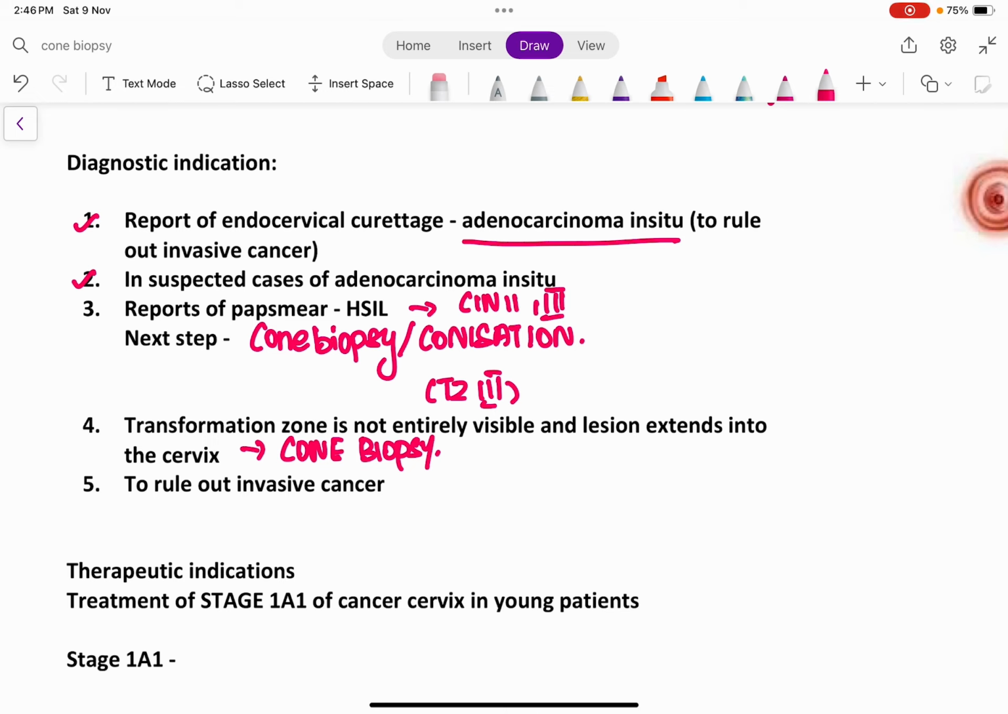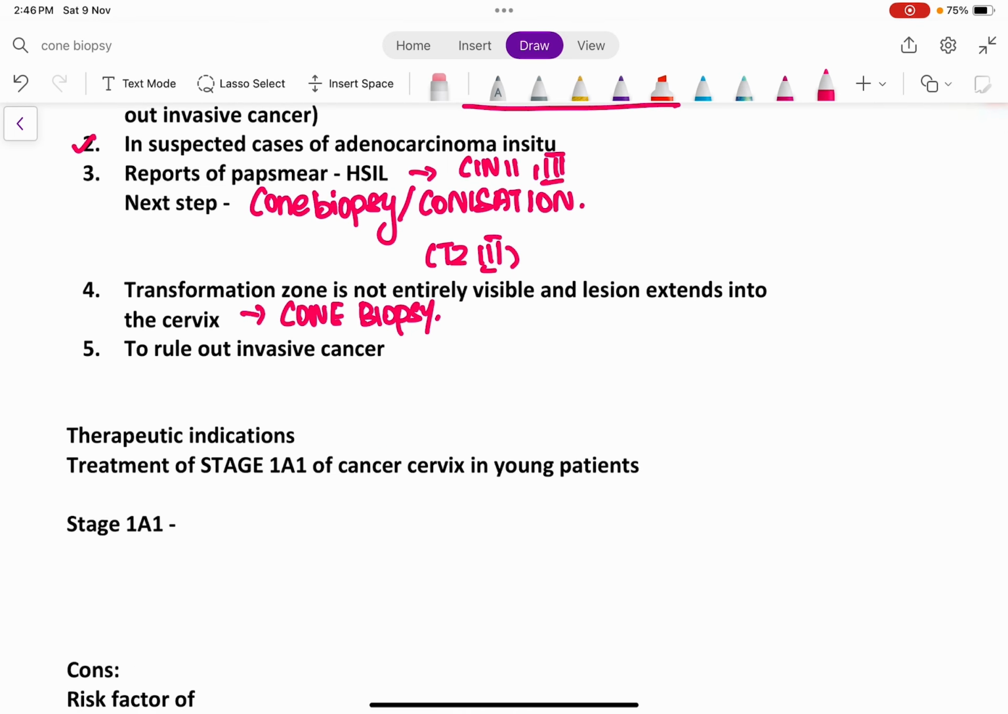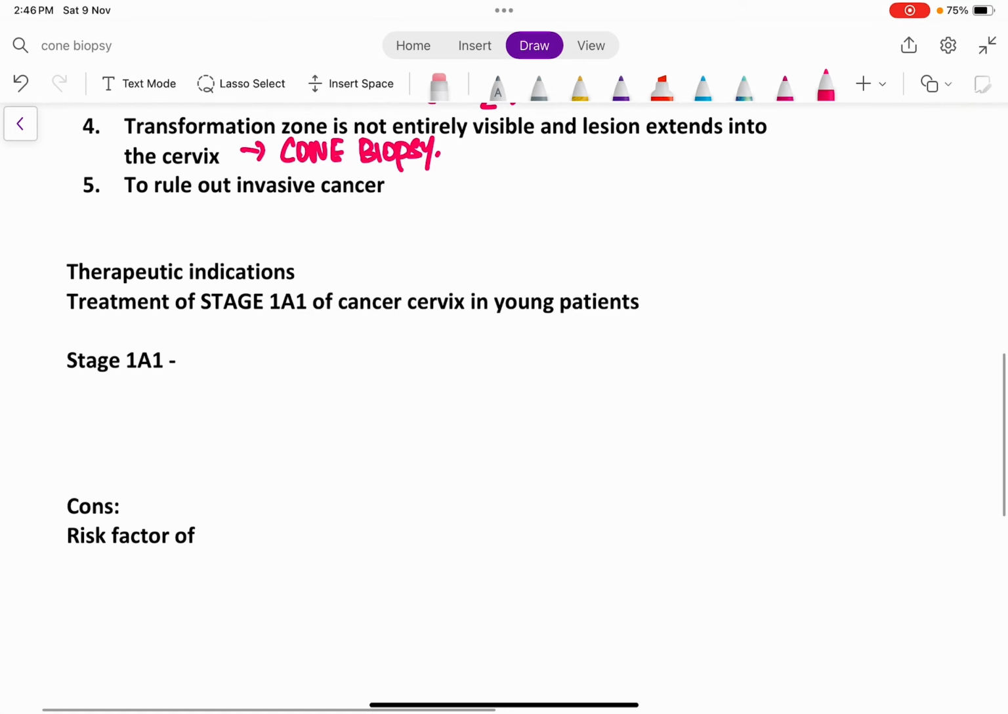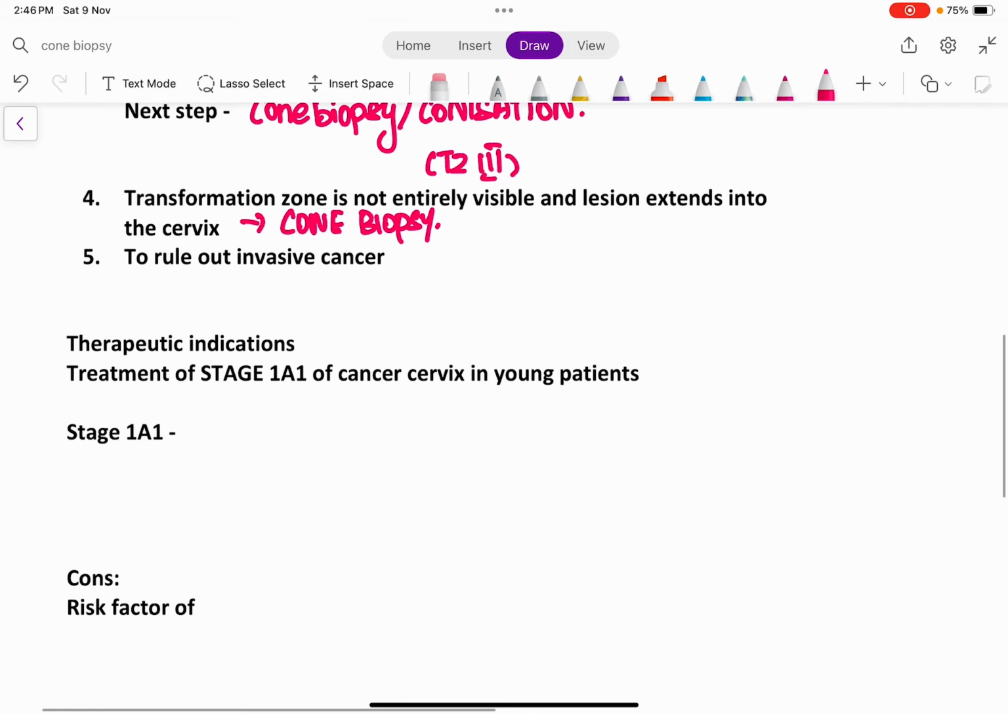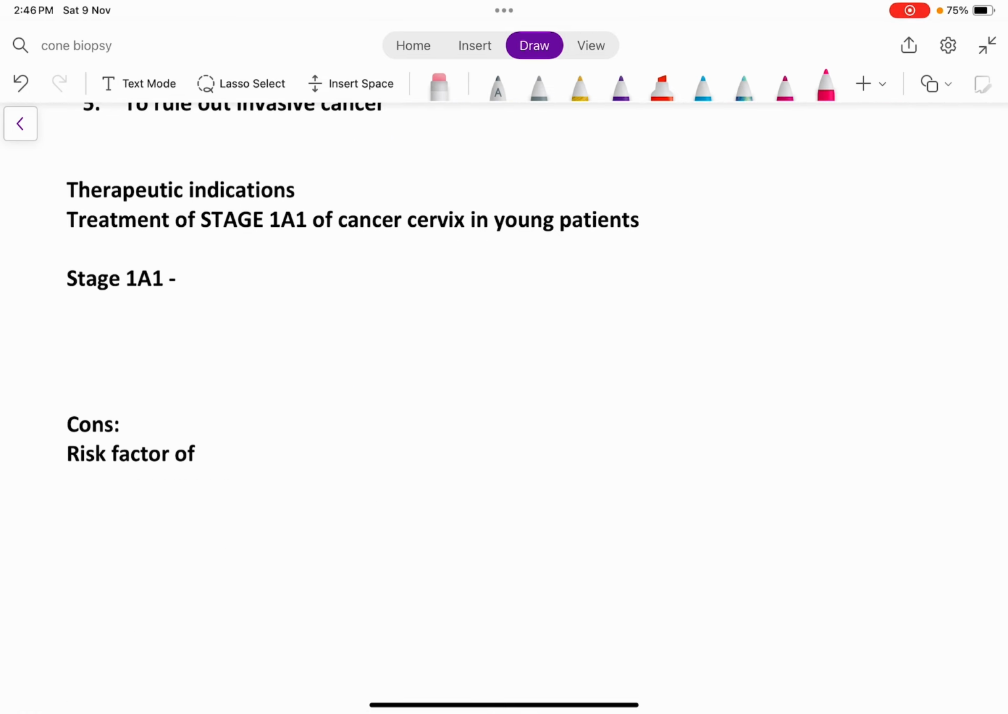If the report of the pap smear, which is a screening test, comes out to be HSIL, that is high-grade squamous intraepithelial lesion, you have to follow up with cone biopsy or conization. And if the transformation zone is type 3 and you can see some lesion that is extending inside the endocervical canal, you have to follow up with cone biopsy or conization. And in order to rule out any invasive cancer in the cervix, you have to do cone biopsy or conization. Is that clear? So these are all the diagnostic indications of cone biopsy or conization. Is that clear? Okay. So now we're going to discuss what the therapeutic indications are.